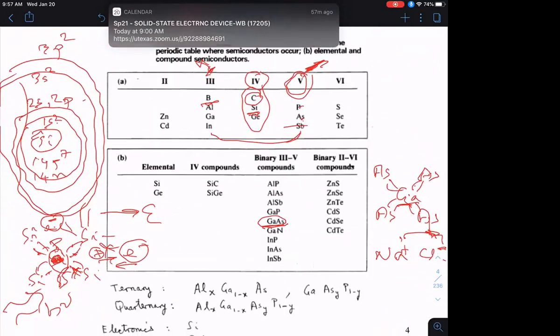Okay. You can have other combinations also. So you can have all kinds of interesting combinations like aluminum phosphide or aluminum antimonide or indium phosphide. Okay. Or you can go 2 steps further. So you can have a column 2 with 2 electrons reacting with a column 6. So you have things like zinc selenide, zinc sulfide, and so on and so forth. Okay. And all of these have different band gaps, different lattice structures, and so on and so forth.